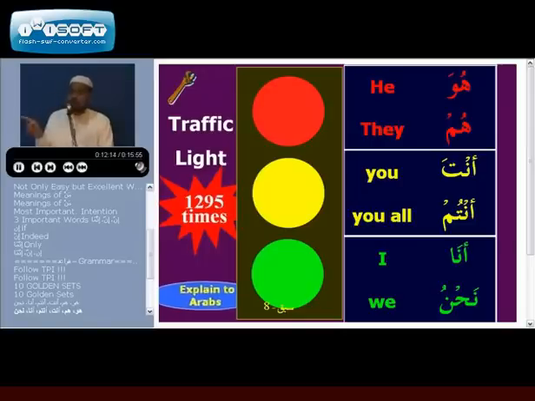So repeat after me. Huwa, hum. Anta, antum. Ana, nahnu. Once more. Huwa, hum. Anta, antum. Ana, nahnu. I will just show signs and you will repeat after me, but again do it yourself and just show the signs and also pronounce along with it. Huwa, hum, anta, antum, ana, nahnu. Once more.